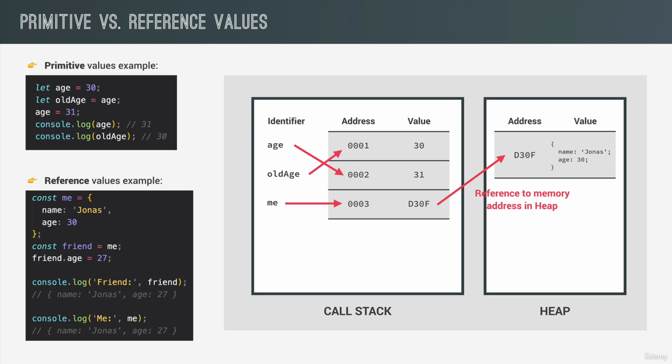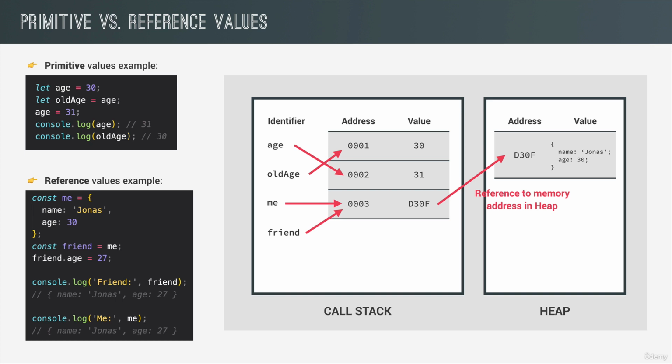Now, moving on in the code, we create a new variable called friend that we set equal to the me object. So, what will happen here? Well, just like with primitive values, the friend identifier will point to the exact same memory address as the me identifier. And again, that address contains the reference, which then points to the object itself. And like this, the friend object is now essentially the exact same as the me object. Do you see that here in the diagram?